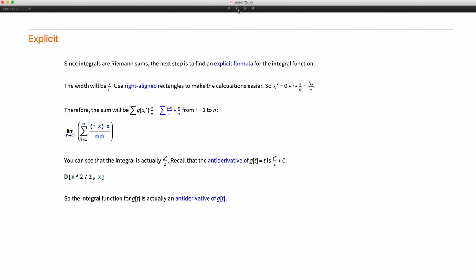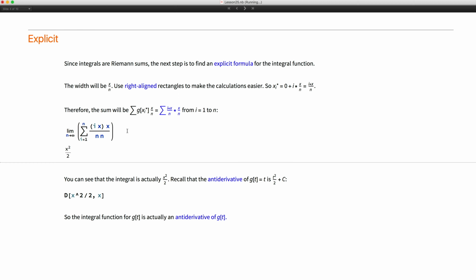Now, the point is that there is actually an explicit formula for this integral function. So what we do is we begin with the integral from 0 to x and break it up into n parts, and then we set up the Riemann sum. So in this case, the Riemann sum is going to be g at x_i star, the sample points, times the width of each subinterval, and then you sum them all up and take a limit, and what you get back is x squared over 2.